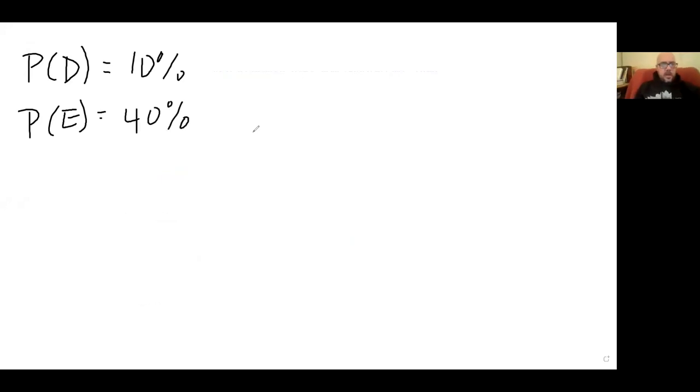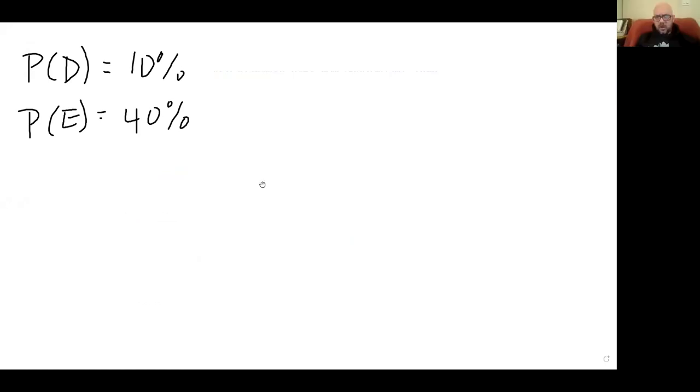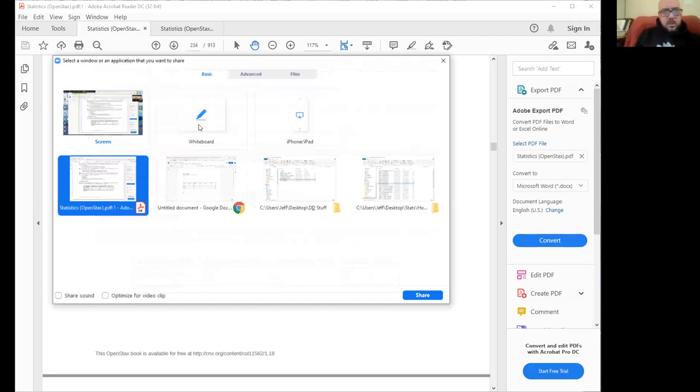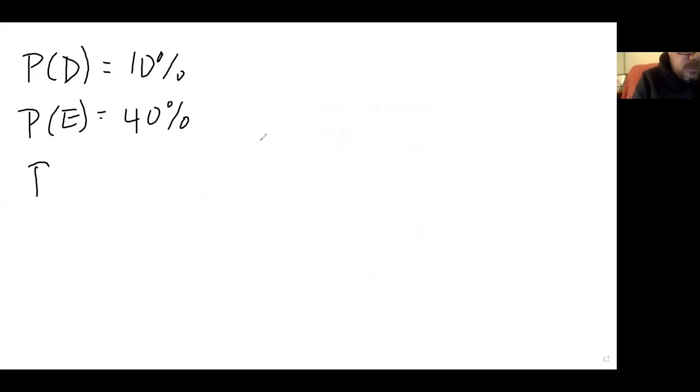Okay, and then they said within the part-time students, so in other words, given E, the probability of D is 20%. The part-time students, that's E. So probability of D given E is 20%. Let's write that down too: probability of D given E is 20%.